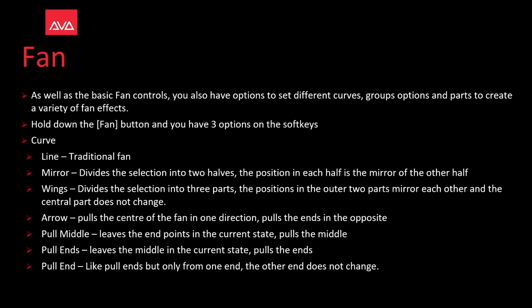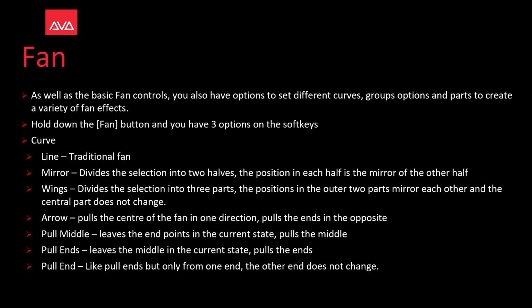Hold down the fan button and you have the three options on the soft keys, or right-click on the Titan Go interface. Curve: these are the different curves. Line, a traditional fan. Mirror divides the selection into two halves. The position of each half is the mirror of the other half. Wings divides the selection into three parts. The positions in the outer two parts mirror each other, and the central part does not change.